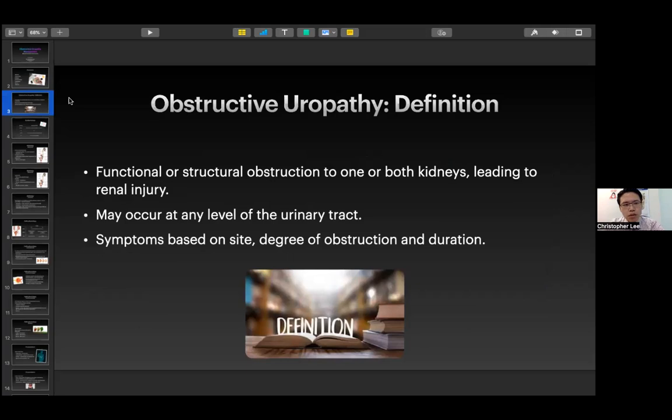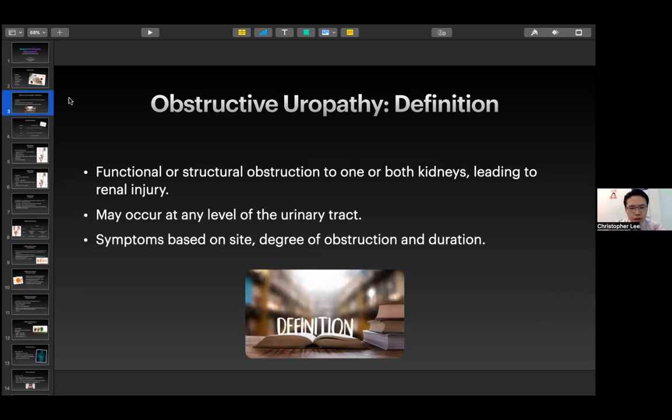Obstructive uropathy refers to a functional or structural obstruction to either one or both kidneys, which leads to renal injury. The key word here is renal injury. If there's only obstruction, then it's only a urinary obstruction. There is no uropathy without the component of renal injury. This obstruction may occur at any level of the urinary tract. It could be the upper tract, which refers to the kidneys and the ureters, or the lower urinary tract, which refers to the bladder and the urethra.